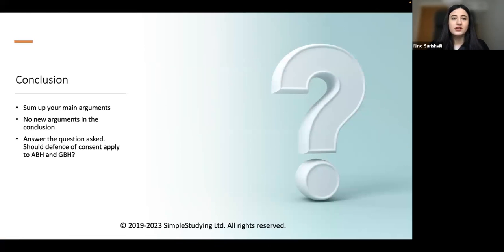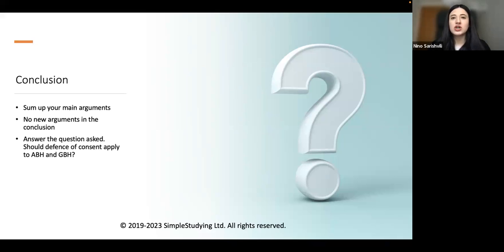In the conclusion, you should sum up your main arguments, but very important is that in the conclusion, you do not present any new points. All the points that you had to say, all the arguments you had to say, should be before the conclusion. And finally, you need to answer the question asked.